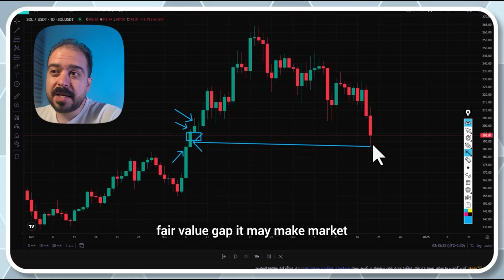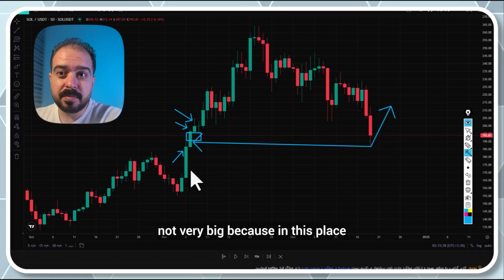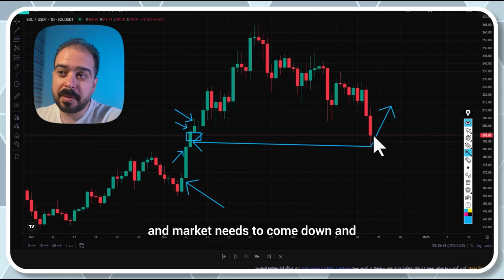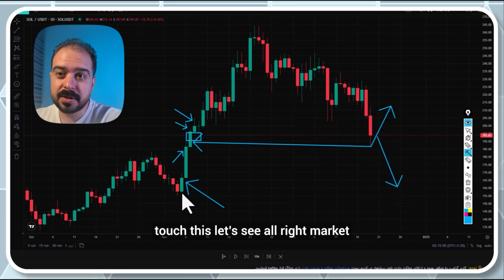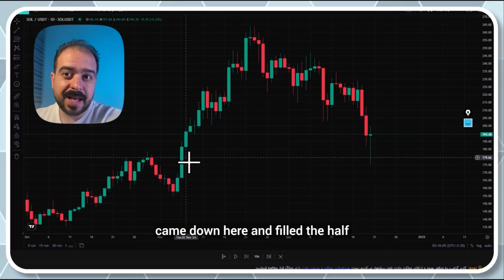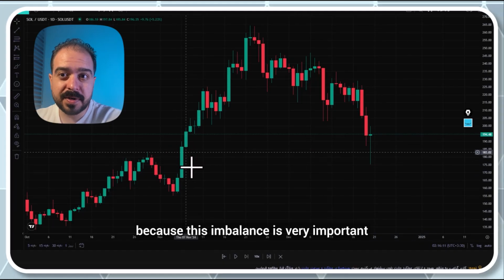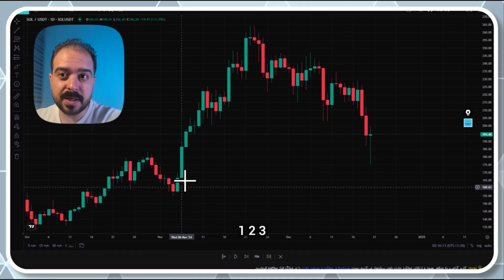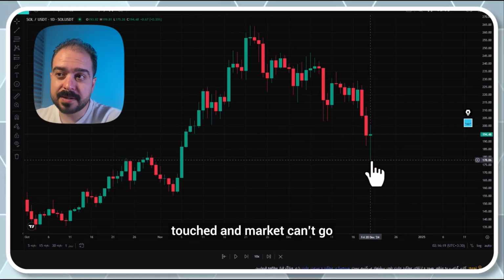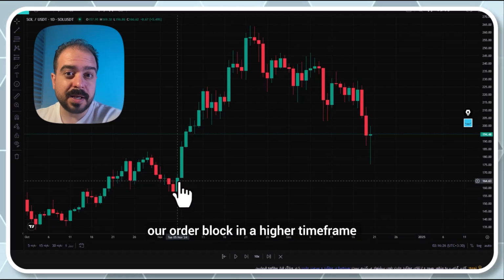It may make the market come up a little bit, but not very big, because in this place we have the important order block and the market needs to come down and touch this. Let's see. All right, the market came down here and filled half of the imbalance. It's powerful because this imbalance is very important between these three candles, 1, 2, 3. But I think this candle should be touched and the market can't go up, because it may be our order block in a higher time frame.